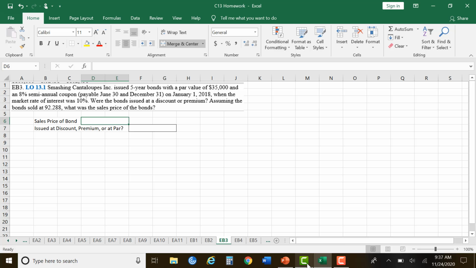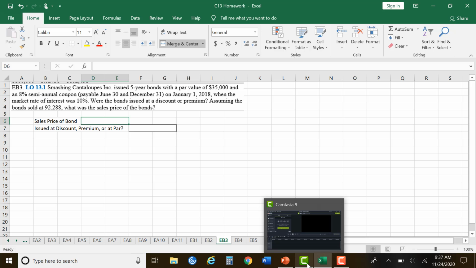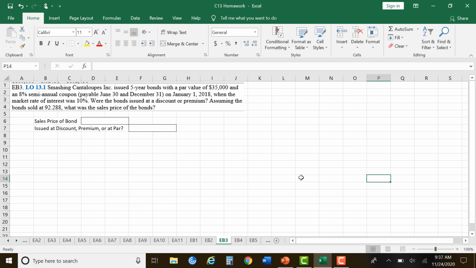For exercise 3, we have Smashing Cantaloupes, Inc. issued 5-year bonds with a par value of $35,000 and an 8% semi-annual coupon interest rate, payable on June 30th and December 31st on January 1st, 2018, when the market rate was 10%. So we have a market rate now that is higher than what we are paying. So the market rate's paying 10%, we are paying 8%. We're going to have to offer a discount for people to take it.